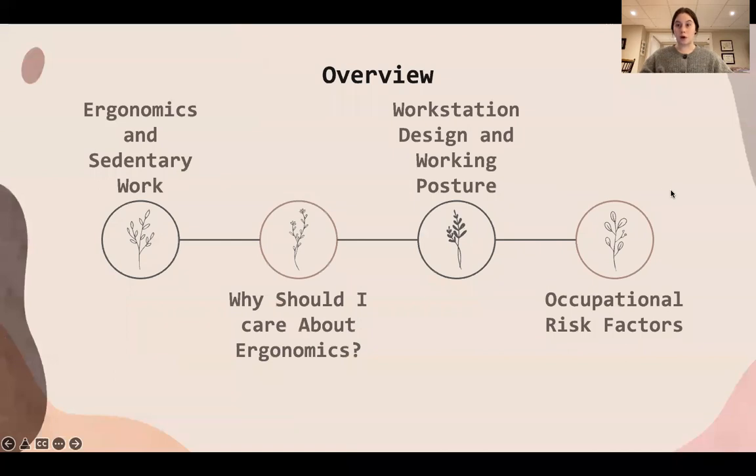So I'll start with a brief overview of today's presentation. First, we'll talk about ergonomics and how it pertains to sedentary work. Then we'll talk about why you should care about ergonomics as a student. Next, we'll talk about workstation design and working posture. And lastly, we'll talk about some occupational risk factors that are most relevant to you as a student.